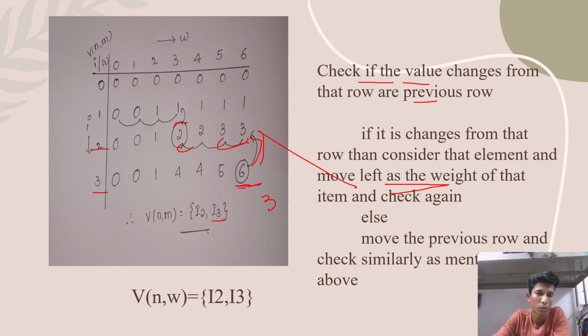Now it shows the value 2. The value 2 changes from this row. That's why we can consider item 2 also and move to the previous row. Item 2 also has a weight of 3. Now 3 steps back: 1, 2, 3. It reaches 0. So the bag contains item 2 and item 3.